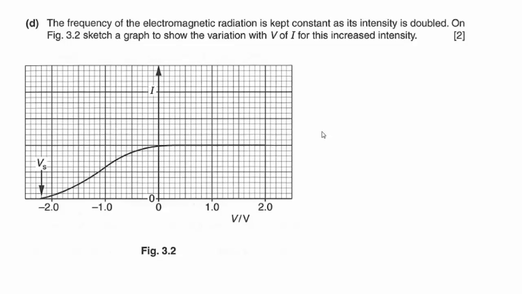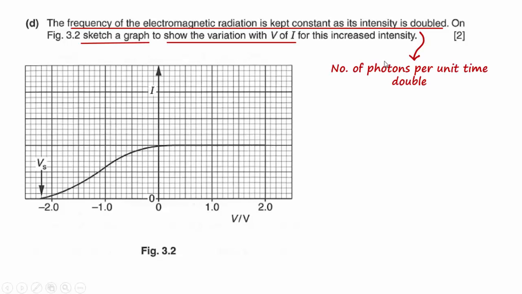Finally, we move on to part D. In part D, you are told that light of the same frequency but double the intensity is shone onto the metal. You are asked to sketch the new IV graph for this new intensity. Let us think of what happens when intensity is doubled. When intensity is increased, the total number of photons per unit time is doubled as well.